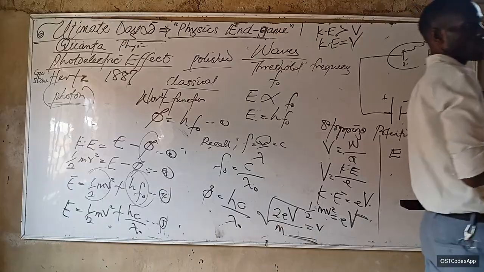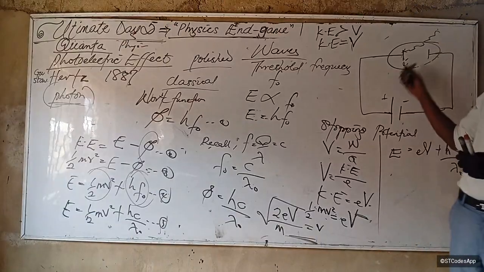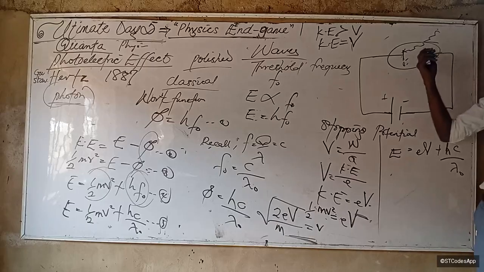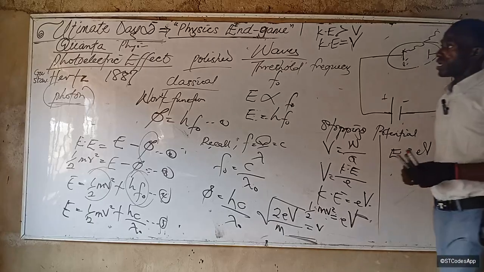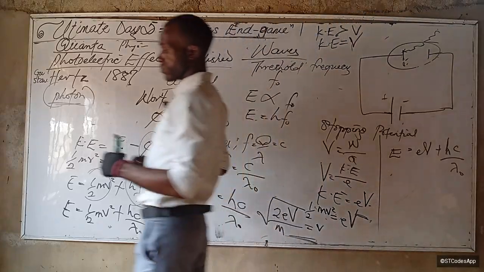So, because it will want to move against the potential that is created here, we call it the stopping potential. All right, let's go to the next one.